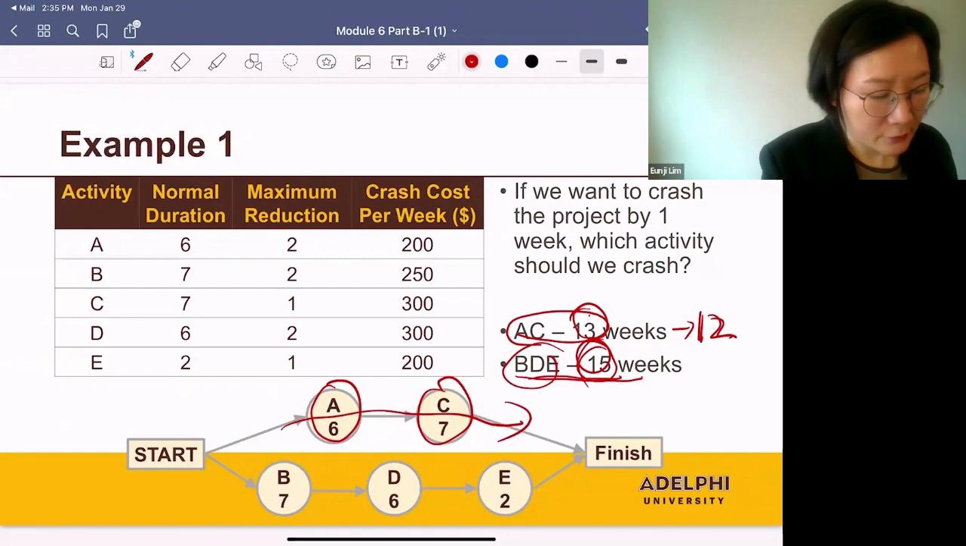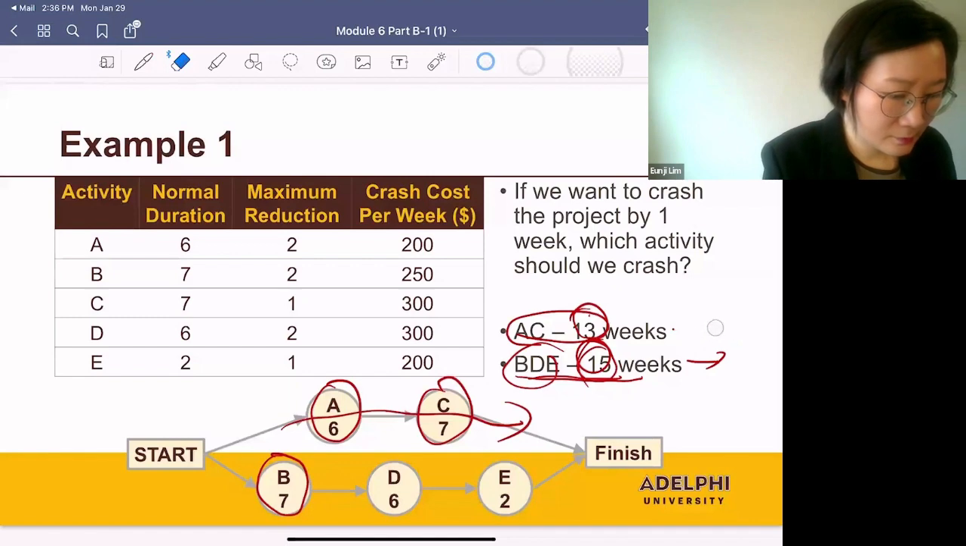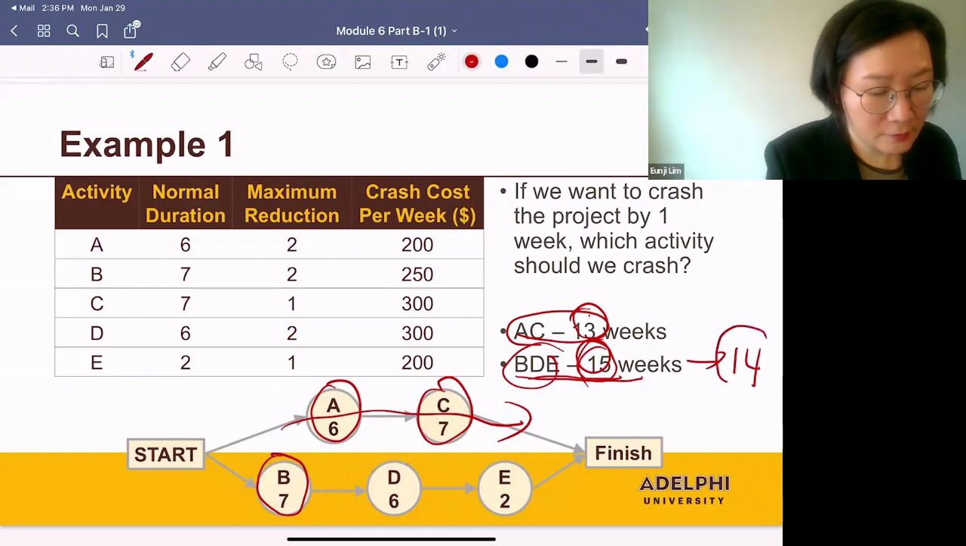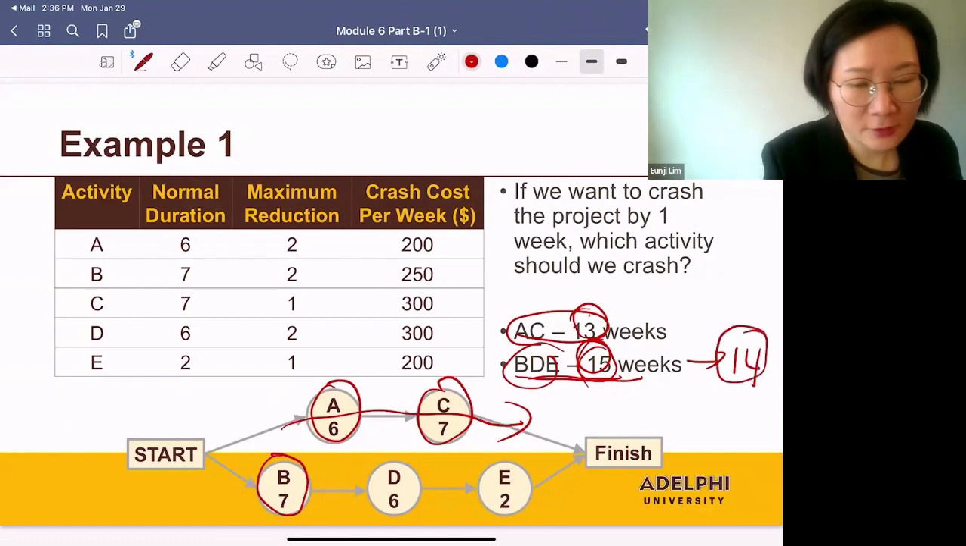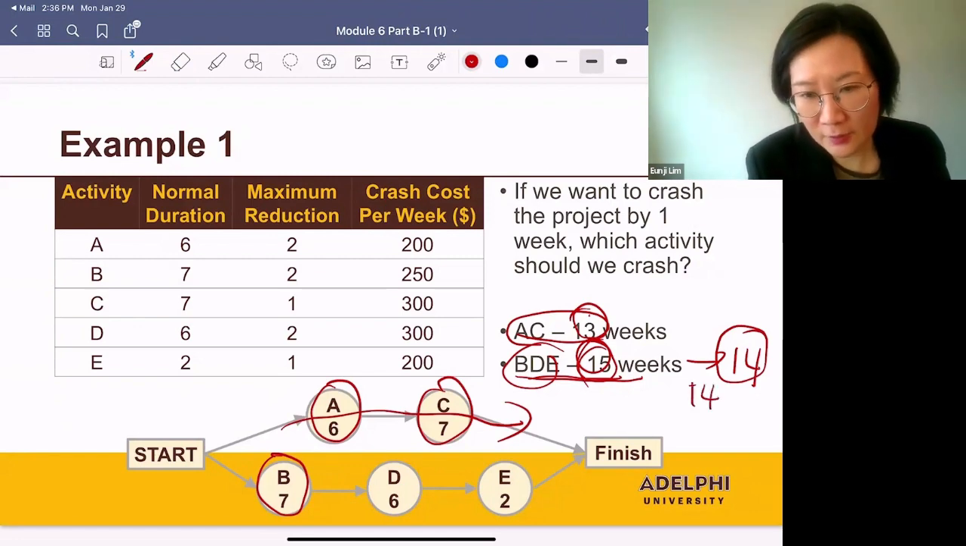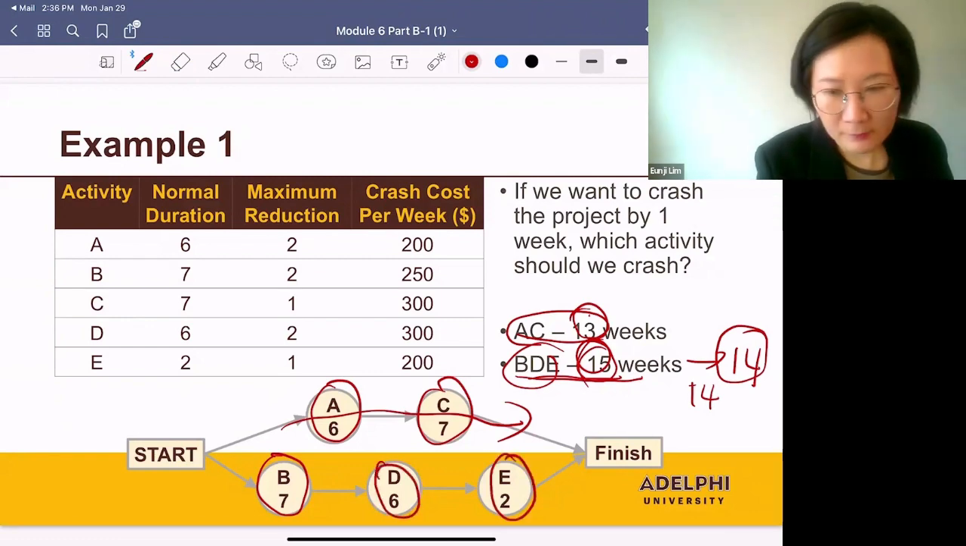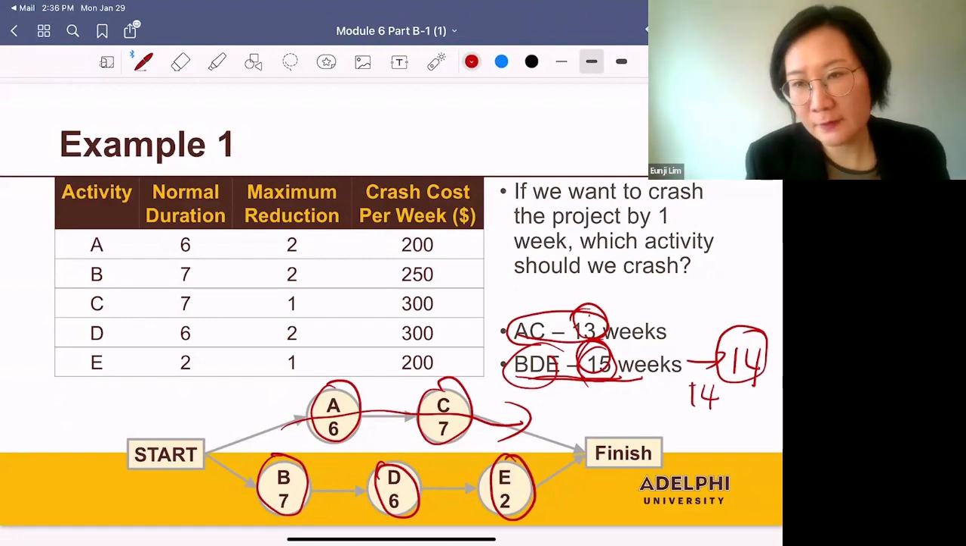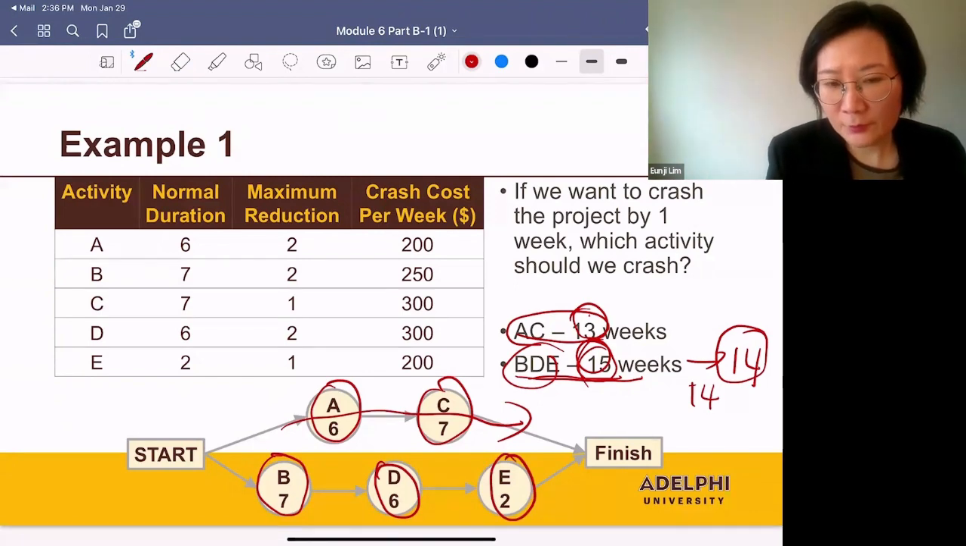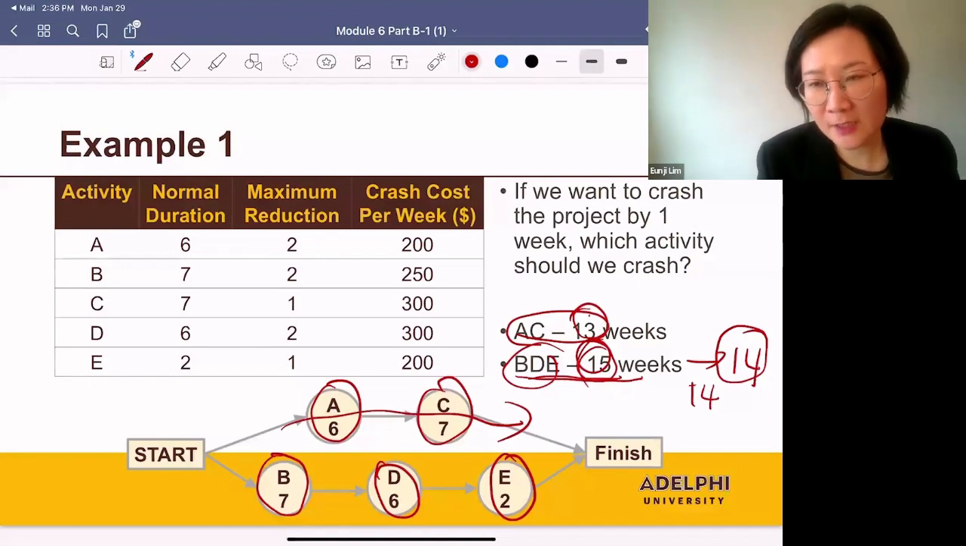Now, next, if you crash B, then the length of this will become 14. So this becomes the critical path and the project's completion time becomes 14. So we are crashing the project's completion time. And the same thing happens when we crash D or E. So what lesson can we learn from this? To crash a project, you need to crash a critical activity. A project's completion time is not affected by the non-critical activities.